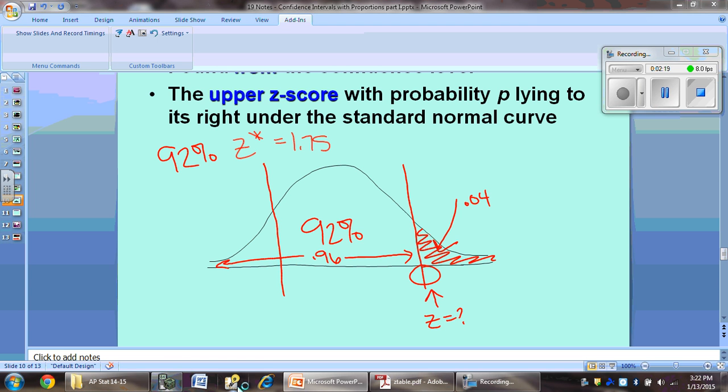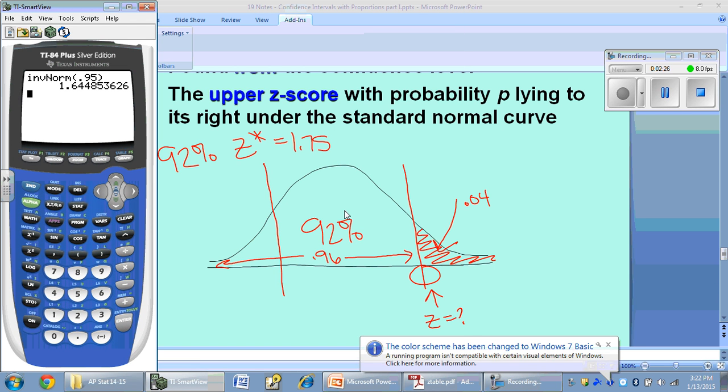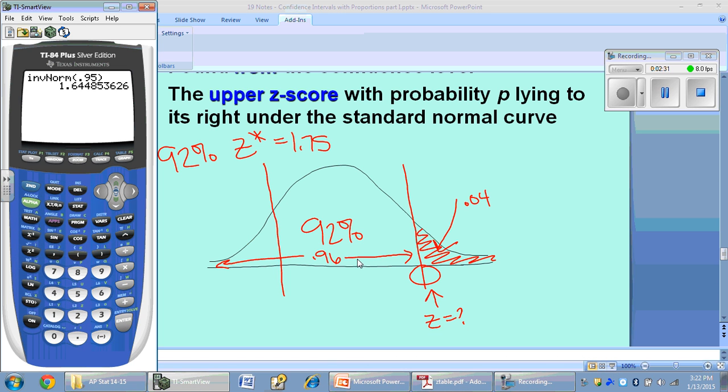I could also use the calculator to find that number. Again, we're dealing with the middle 92%, so what's left over on the outsides, and this up here is 0.04, and we look up 0.96. So what I'm going to do on my calculator is hit the second button and then the VARS button, and then I want this third option, inverse normal. That's when you have a probability and you're finding a Z-score. So I'm going to pick number 3, and then I'm just going to put the area that I want, which is 0.96, which is 1.75. Okay, and that's how we find that number if we don't know it.